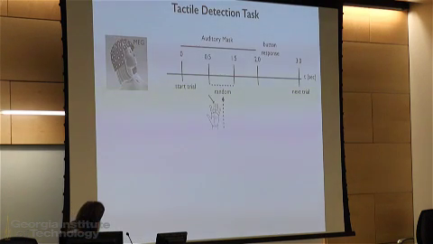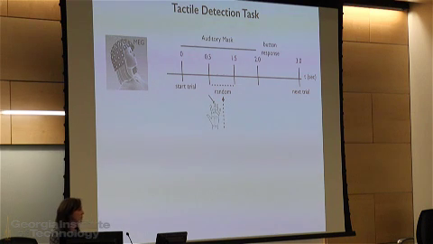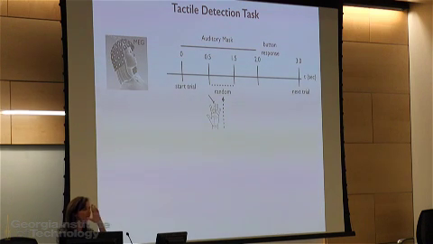And so the first task that we ran was a tactile detection task. Let me just briefly describe the task. Subjects are seated with their eyes open. They're staring at a fixation cross. The trial begins and ends with an auditory mask. It's just a tone, and then it goes off.